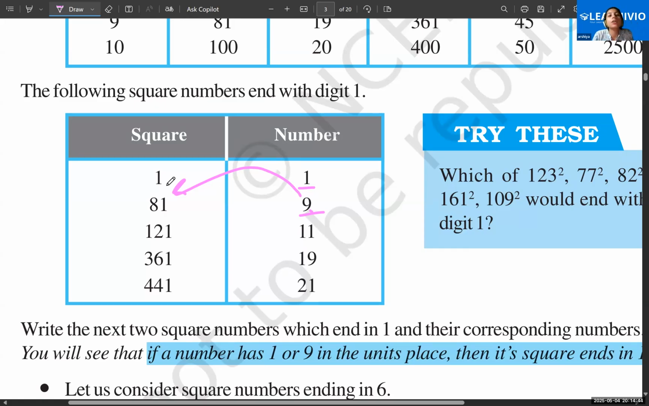Now the next rule is that when a number has 1 or 9 in the ones place, the square of the number will always have 1 in the ones position. Let's say the square of 1 is 1. The square of 9 is 81, so 1 is in the ones place. The square of 11 is 121, again 1 in the ones place. The square of 19 is 361, so in the ones place we have 1. Similarly, for 21 we'll have 1 in the ones place. So this is a pattern that occurs whenever there's a 1 or 9 in the ones place.